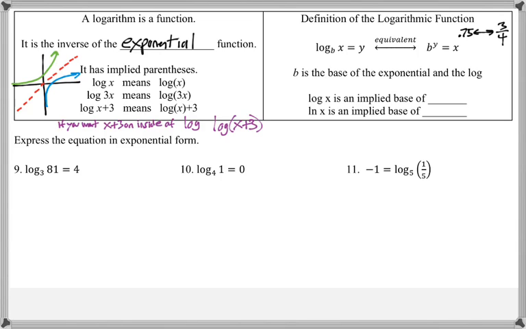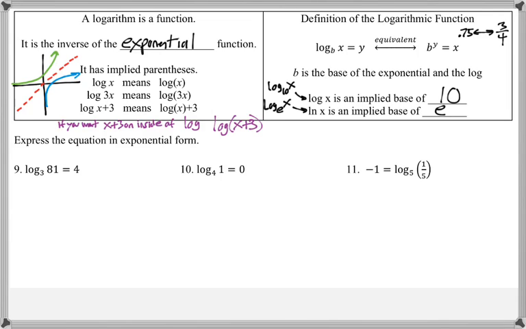Two other things before we get to the problems. Log of x, if you don't see any number here for the base, it has an implied base of 10. And then ln, which we've also been working with, this has an implied base of e. So log of x is really just the same thing as log base 10 of x. ln is log base e of x. So those are some more notations.